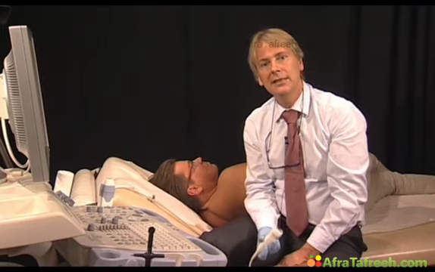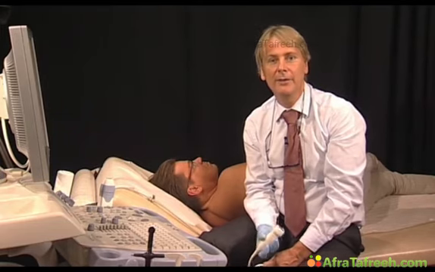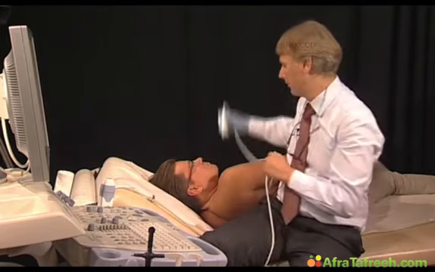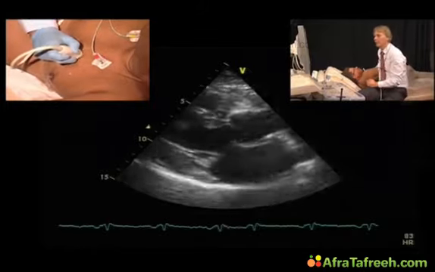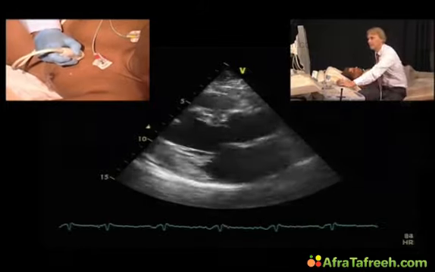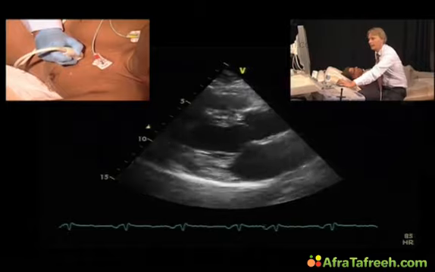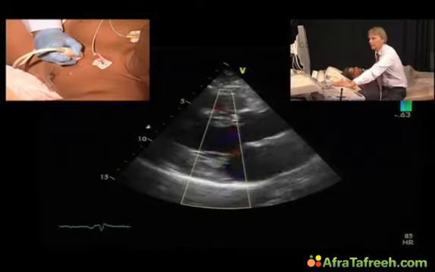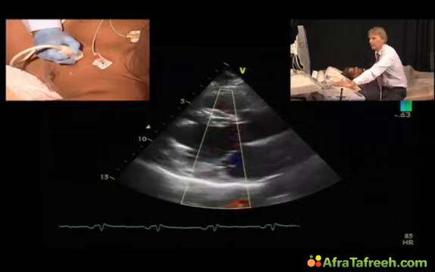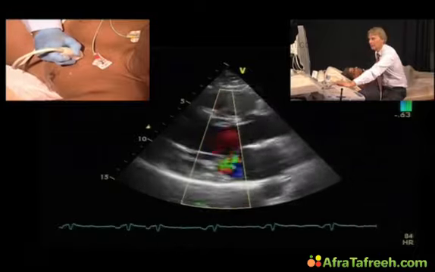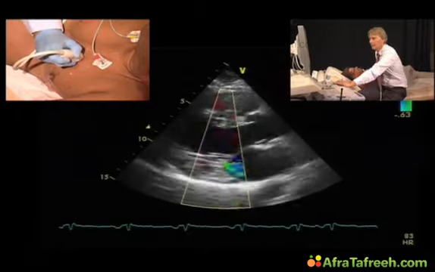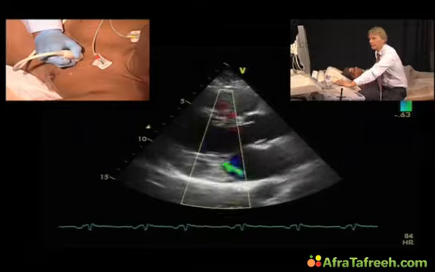Now we'll take a look at a patient with MR and see if we can find the origin of the jet together. We'll start with the parasternal long axis view, and we will look at the regurgitant jet, which we can see quite nicely here. It's probably mild to moderate regurgitation, certainly not more.